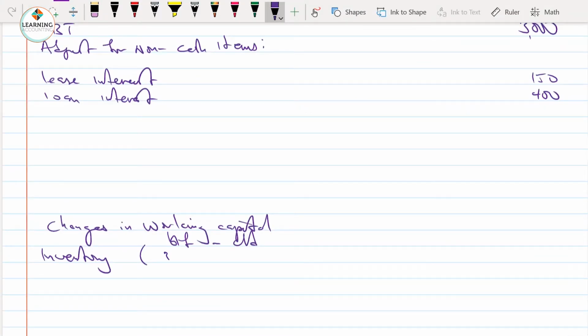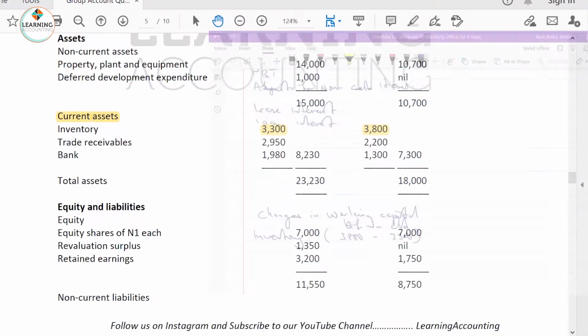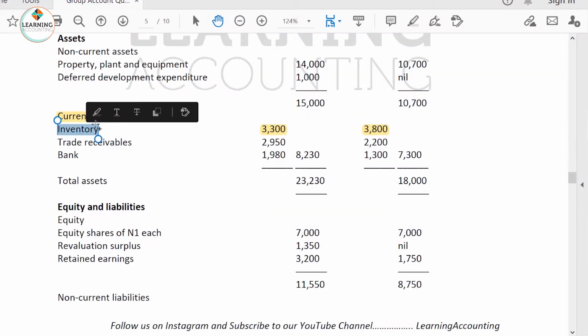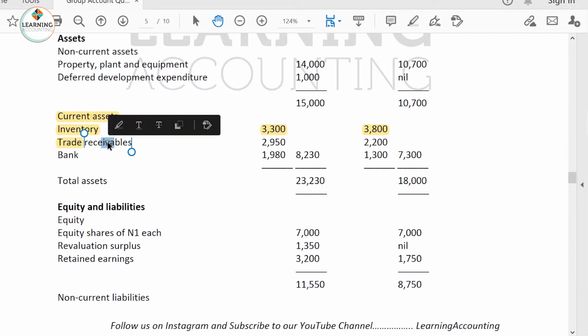So we have 38 and 33. Because this implies that you might have sold inventory, therefore you have inflows of cash. And the difference here, by using your calculator, you get the difference of 500. So we have 500 as a positive figure. Okay, after that, the next information we have there, so we are done with inventory, we have trade receivables.